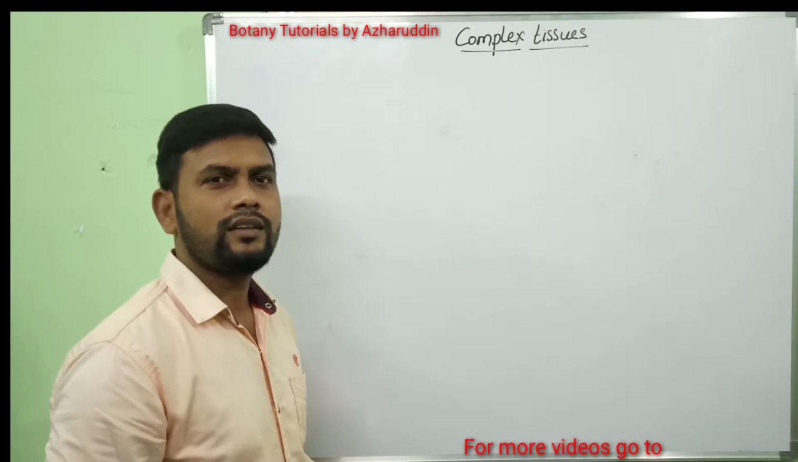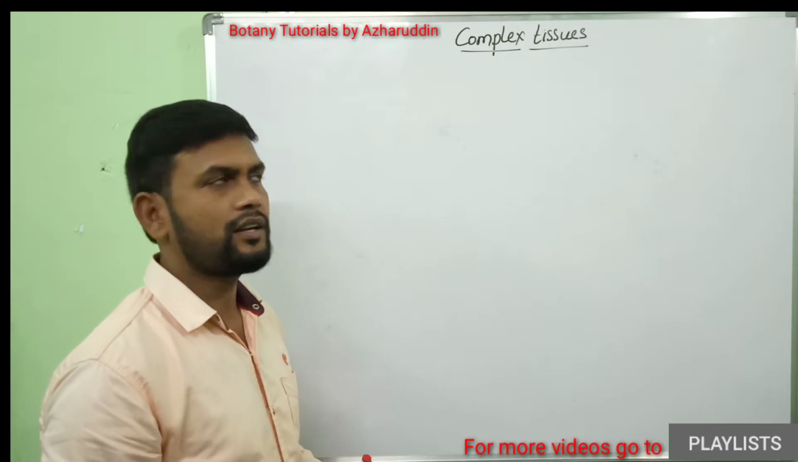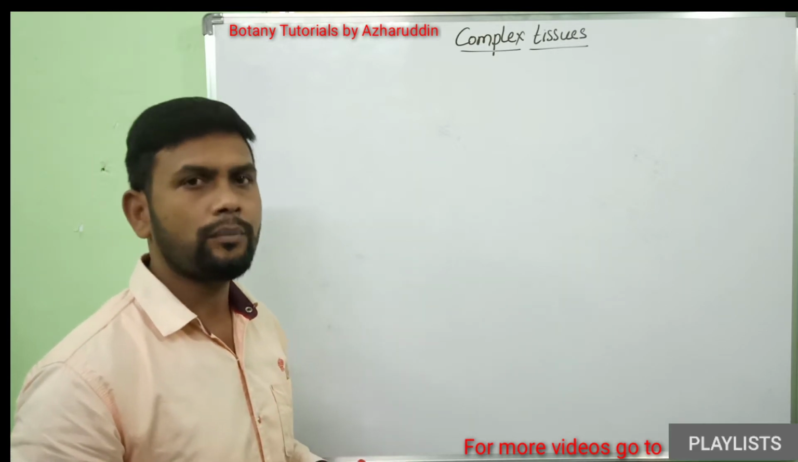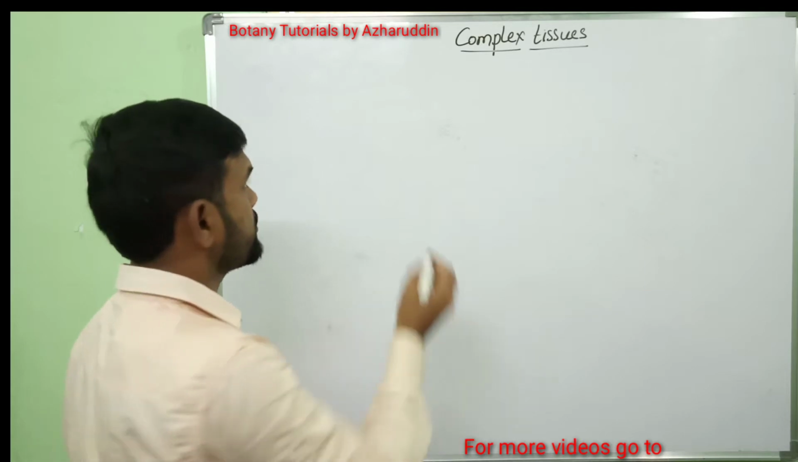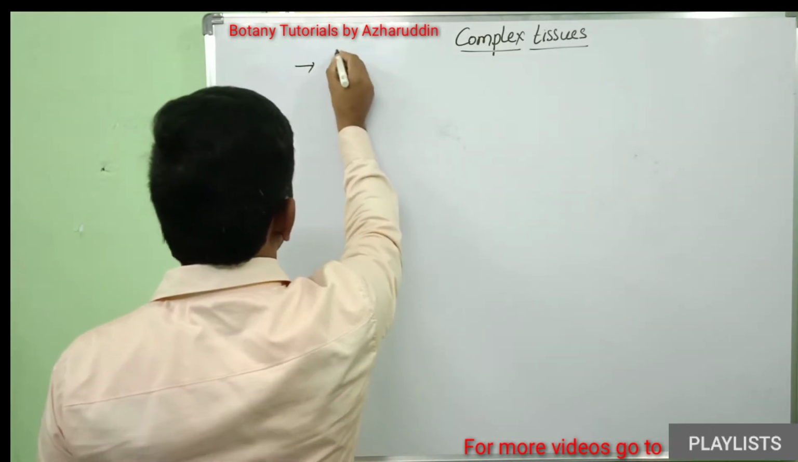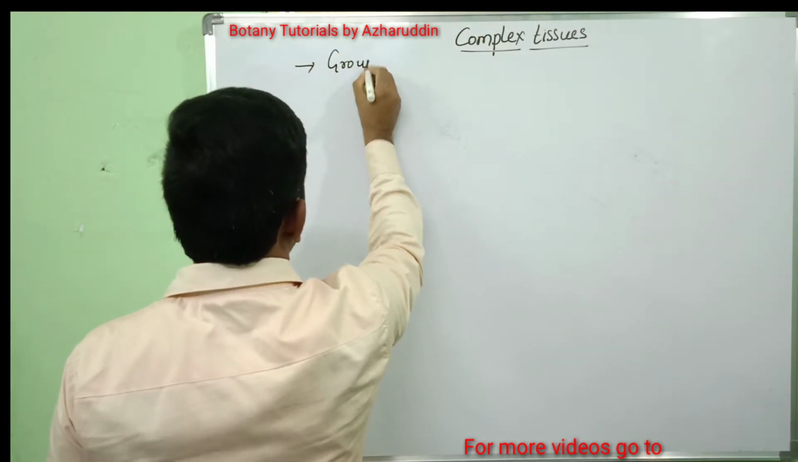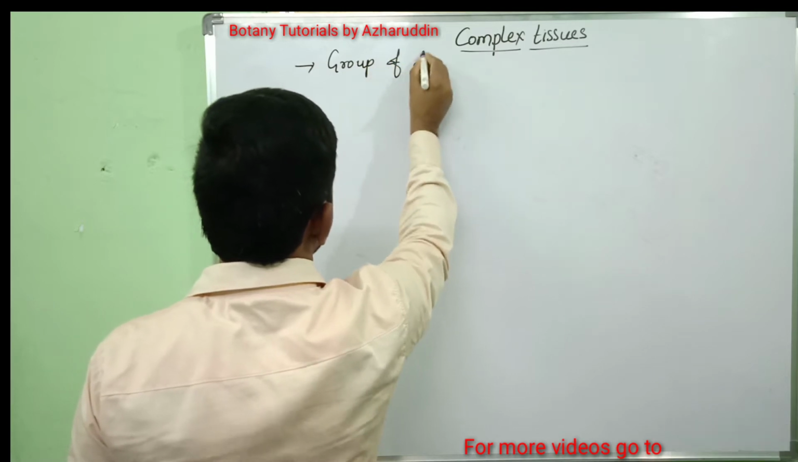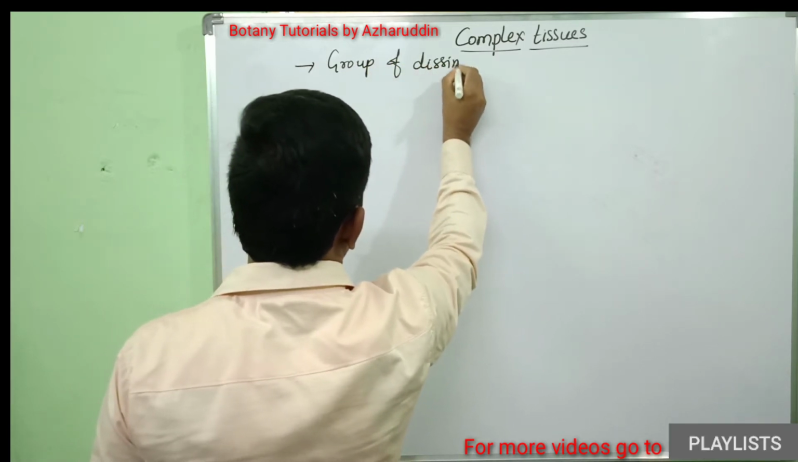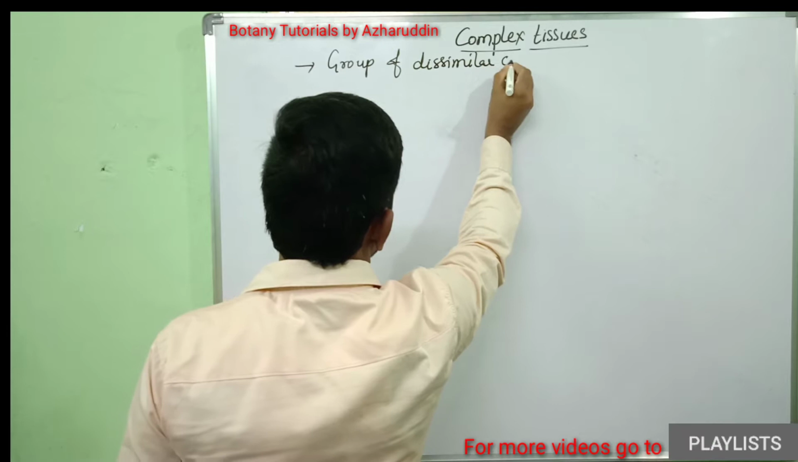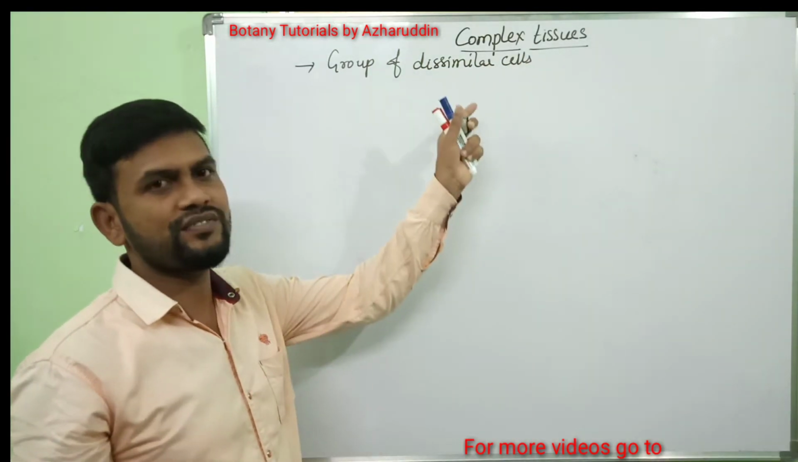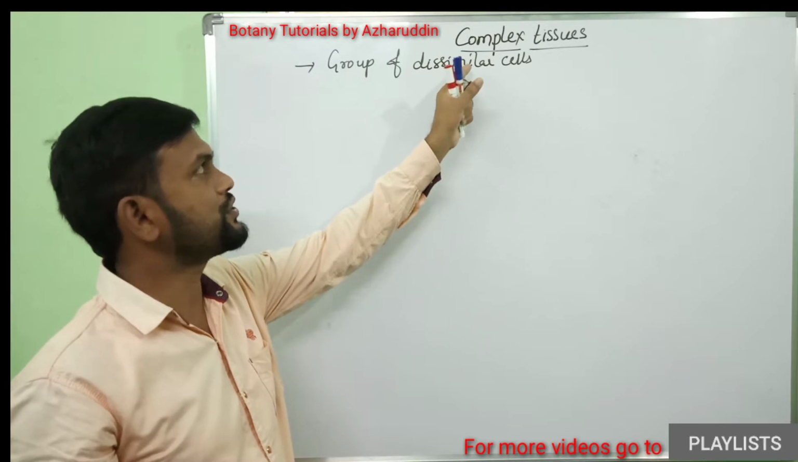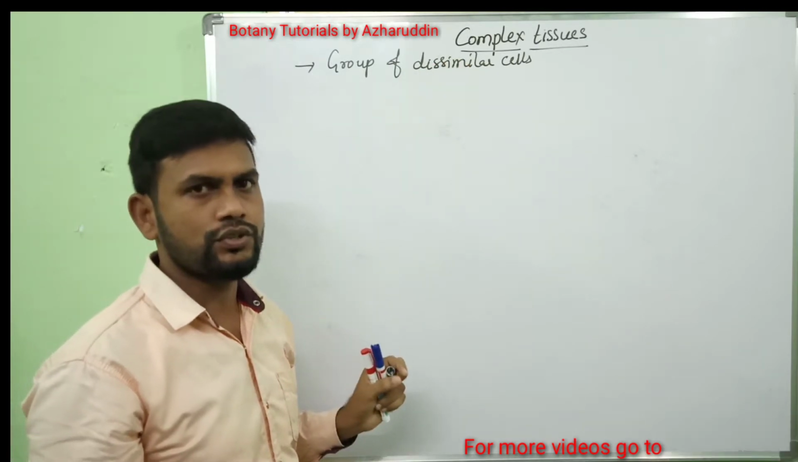Hello everyone. In this session, I will take up another type of tissue, that is complex tissue. What is meant by complex tissue? Complex tissue is a group of dissimilar cells which collectively work for a specific function. Such tissues are called complex tissues.